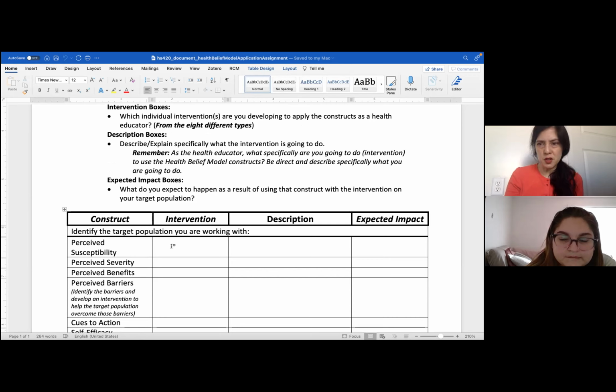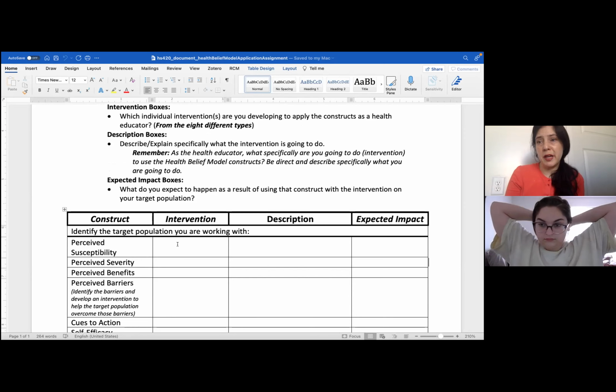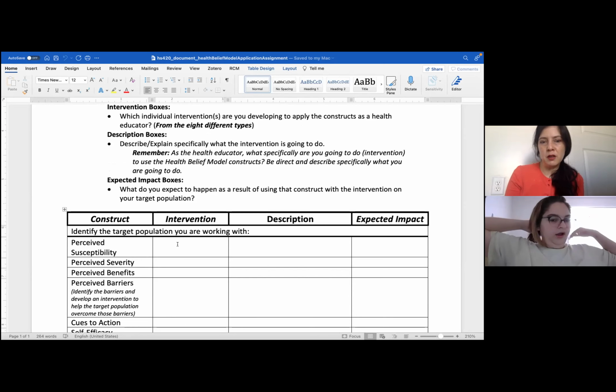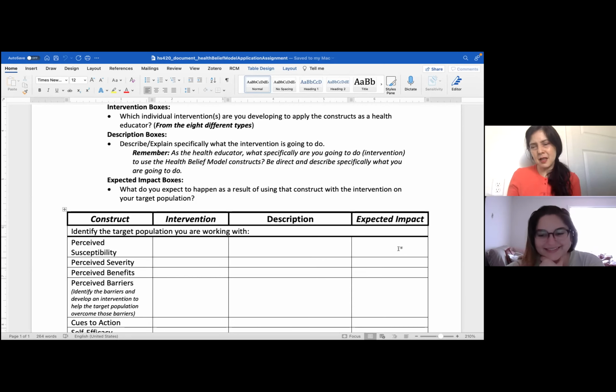So maybe just to get an example, with the example of the blues musicians. For perceived susceptibility, the intervention would be to explain to them that if they got cancer, they won't be able to play music anymore. They will lose gigs. So that would be the intervention. The description is that, and the expected impact would be to increase the perceived susceptibility, right? Yes. Is that the way that we have to write it?